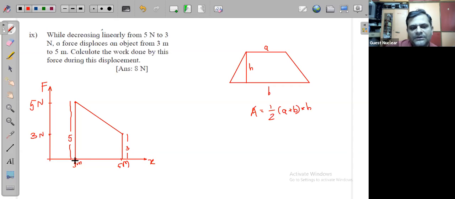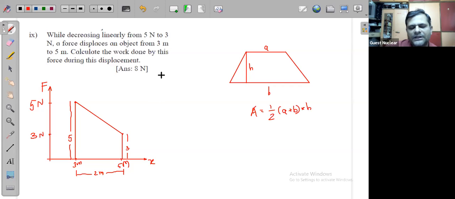And at the same time, if we consider this trapezium to be made up of two parallel vertical lines like this, then the distance between these two parallel lines is going to be the height of this trapezium, which is actually 2 meter, which is 5 minus 3. So this is going to be the height of the trapezium.